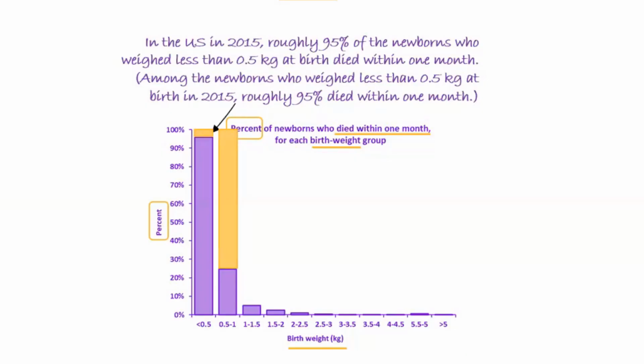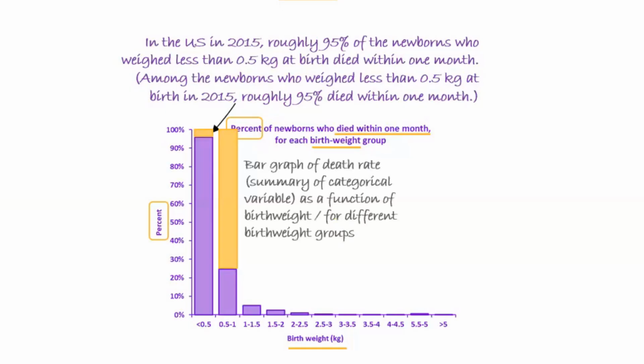Notice that in particular, if you add up all the columns in that second graph, they would add up to more than 100%, which clearly is not compatible with the incorrect interpretation that this is just a distribution of birth weights for the newborns who died. What this graph is, is a bar graph of the categorical variable died within 1 month of birth or did not die within 1 month of birth for different birth weight groups. We cannot talk about skew or symmetry here because this is not a histogram.